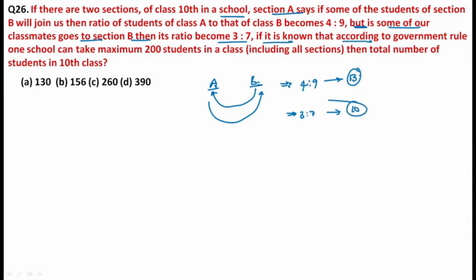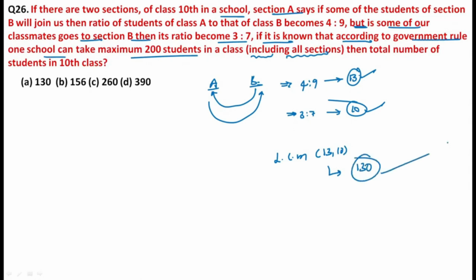Another question. It is known that according to the government rule, one school can have a maximum of 200 students in a class. Now, the total number of students in the 10th class, including all sections. Remember guys, this is the most important. Now the respective ratio sums are 13 and 10. Take the LCM of 13 and 10, which is equal to 130. It means 130 multiples, you can consider anything.